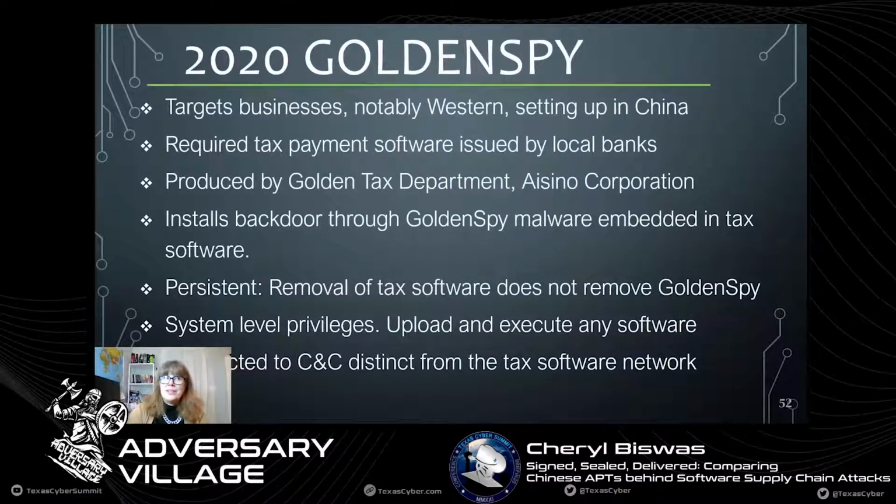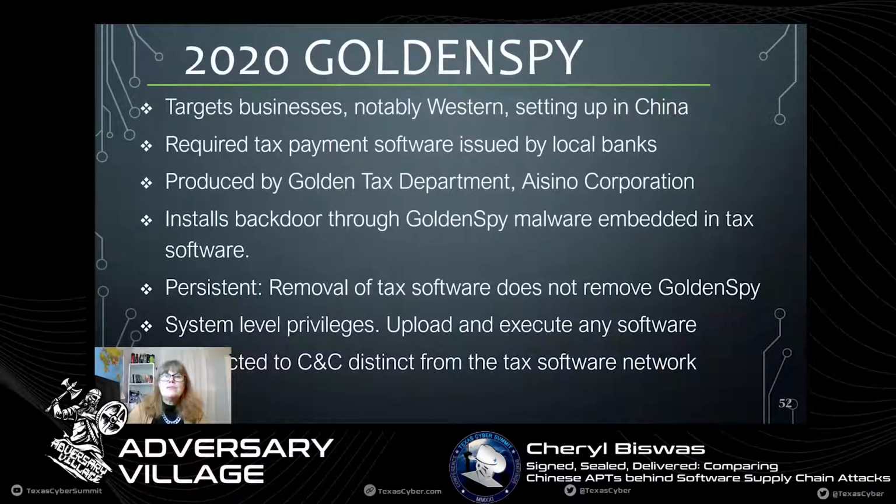This one's very interesting. GoldenSpy malware was embedded in required tax payment software that was issued to corporations who wanted to conduct business operations in China. The Chinese banks required businesses to install something known as Intelligent Tax to pay the local taxes, and it's produced by the Golden Tax Department of the Aisino Corporation. Does this sound familiar? A little bit like what happened with NotPetya, perhaps?